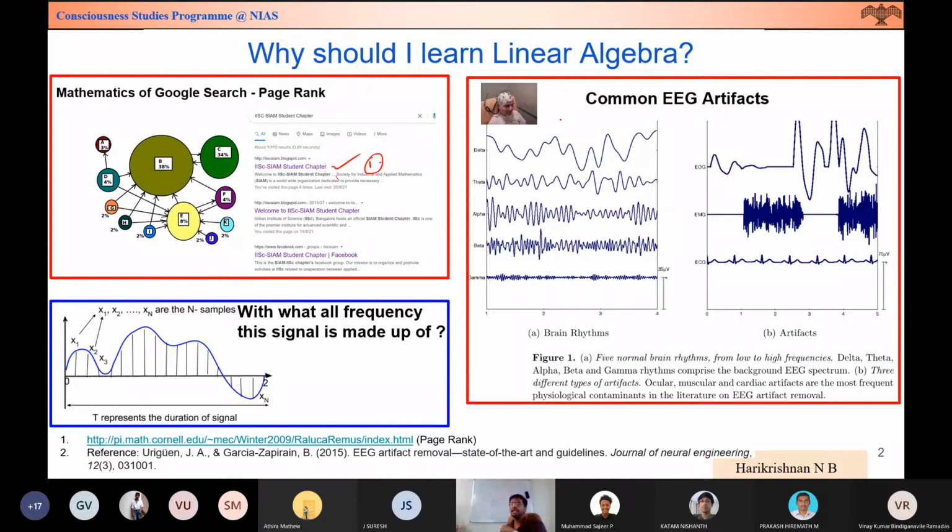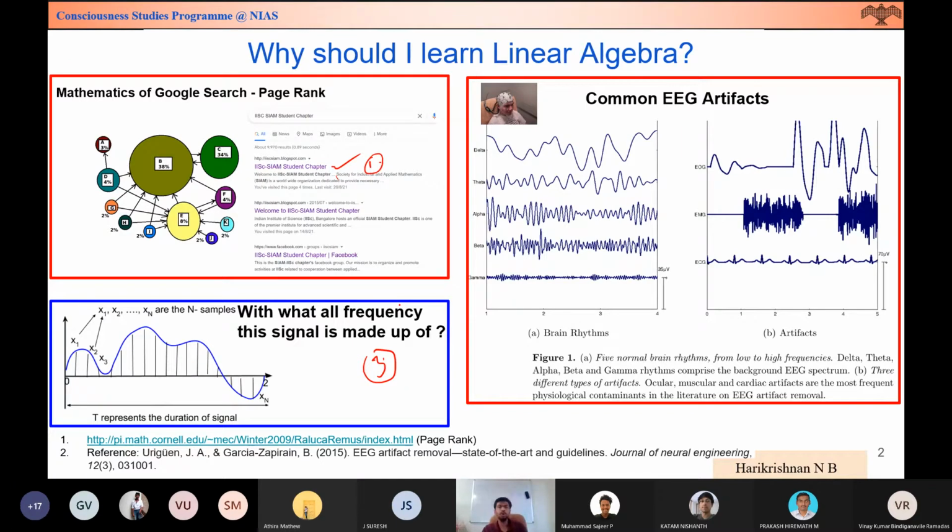The second example I would like to give is from a neuroscience lab, where we often take EEG signals. An EEG signal is actually a mixture of the brain dynamics, the heart dynamics, the breathing dynamics, the ocular movements. Now, how do you separate out the brain dynamics from the heart dynamics and other dynamics? In order to separate that, we use tools called principal component analysis and independent component analysis, which ultimately boil down to linear algebra. And the third example is common in signal processing. If you are given an audio signal or a speech signal, with what all frequencies is the signal made up of? Again, it goes back to Fourier representations, and all these are nothing but linear algebra.